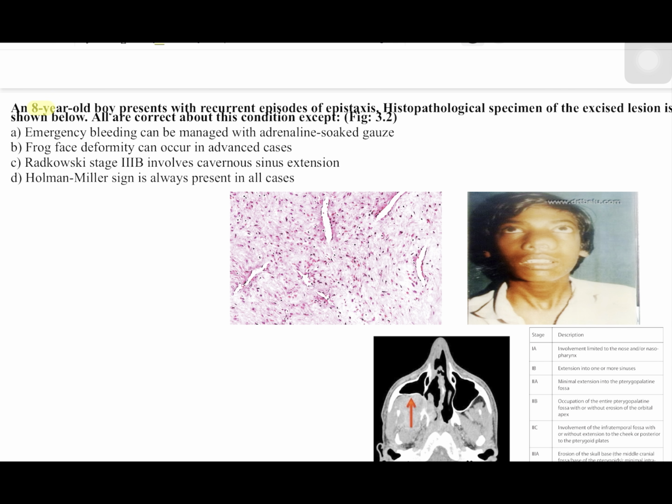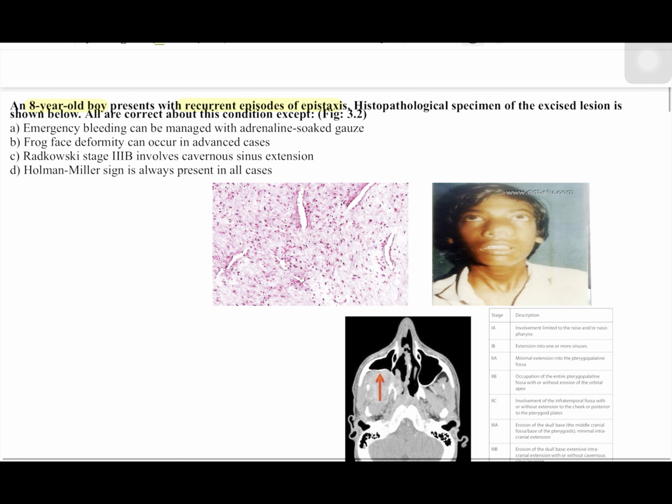Next question is, an 8-year-old boy presents with recurrent episodes of epistaxis. The histological specimen of the excised lesion is shown below. Which are correct about this condition? So in the exam you have got these two images. Okay, this is the histopathological image and this is the gross image.